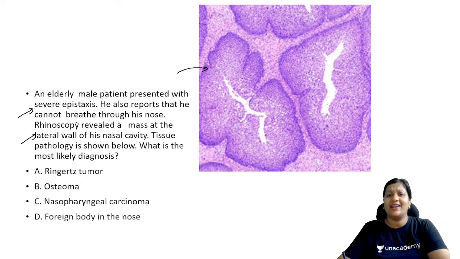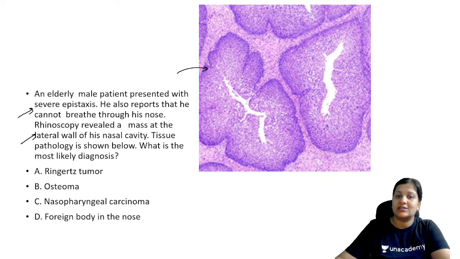So this is a very, very typical HPE finding that you see in a common lesion. So can you tell me what are we discussing here? Yes, I am waiting for the answers in the chat box. What is your diagnosis? Ringer's tumor, osteoma, nasopharyngeal carcinoma, or foreign body in the nose? Very good, Preetham, Pratishtha, Ayan Das, very good.